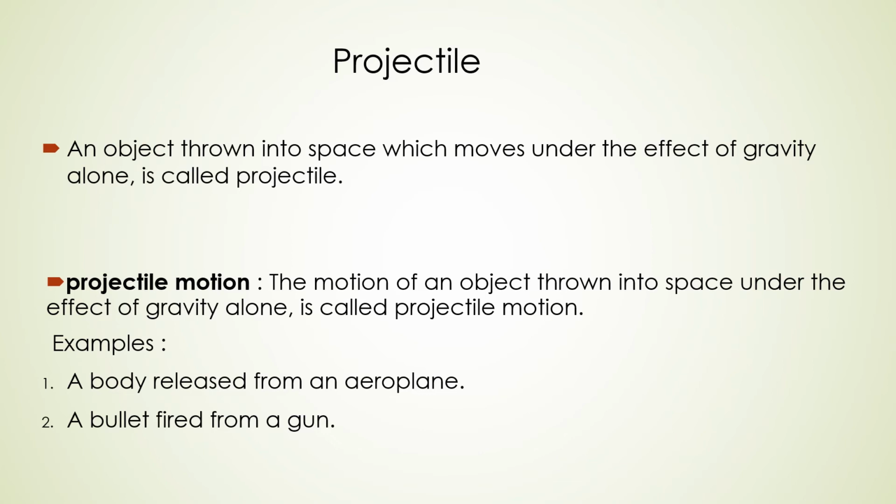The motion of an object thrown into space under the effect of gravity alone is called projectile motion. For example, a body is released from an airplane. How does it move? That motion is called projectile motion. And a bullet fired from a gun, that is also a projectile motion.